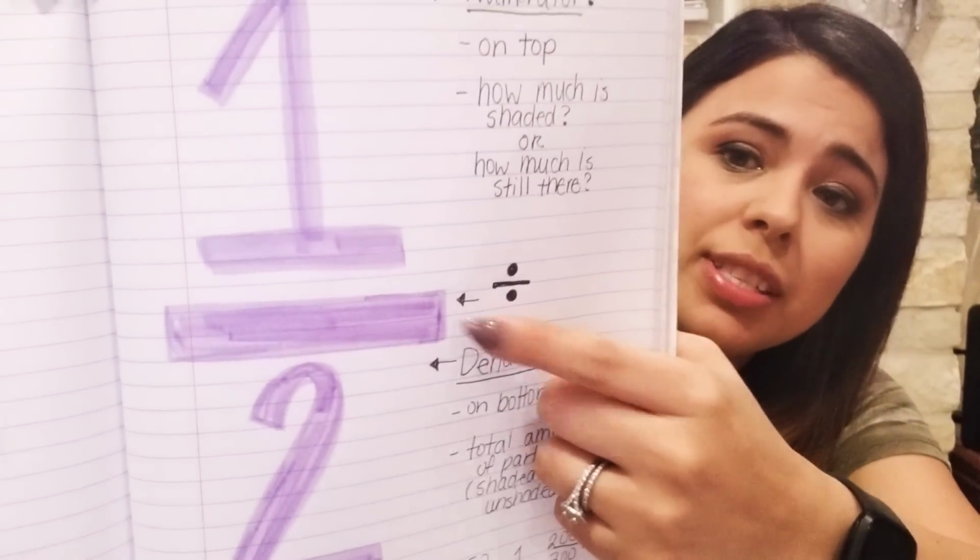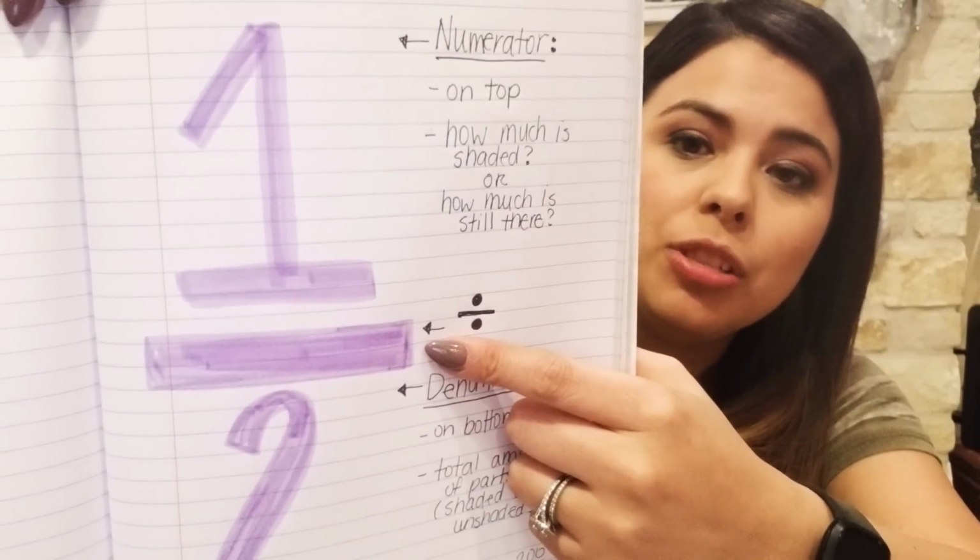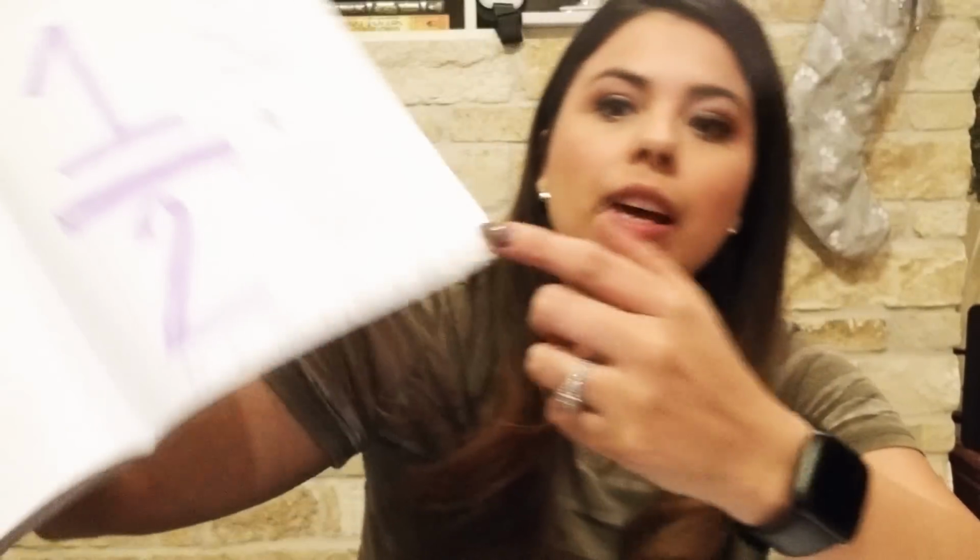Right here, on these division notes, I told you that this line means division. We talked about that, right? So I can do a division problem that looks like this. Also remember, when we have an improper fraction, that line is telling me to divide. If you have 7/6, you know you have to divide 7 by 6, because that's what that line is telling you to do.